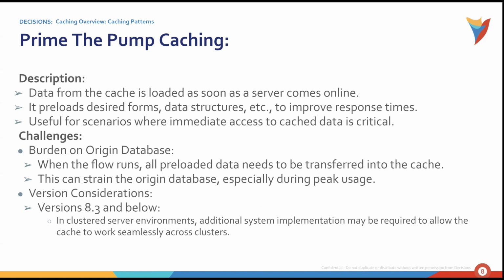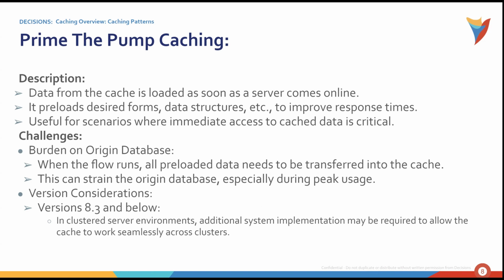For server clusters running version 8.3 or earlier, it's essential to implement a system that enables cache functionality across the cluster network. Now, if we talk about prime the pump caching, basically in this method, data from cache is loaded as soon as the server comes online to pre-fill the desired forms, data structures, etc. The issue with prime the pump is that it burdens the origin database when the flow runs and all the data needs to be transferred into the cache.